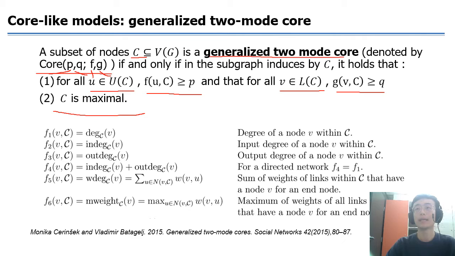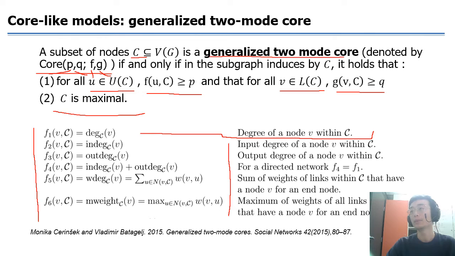Here are some examples of the functions. Basically, we can use the degree of a node within C. And also, we can use the in-degree, the out-degree, or in a directed network, we can use the sum of weights of links.